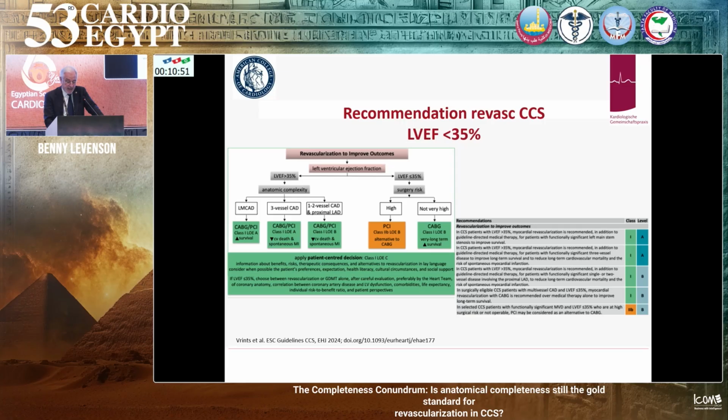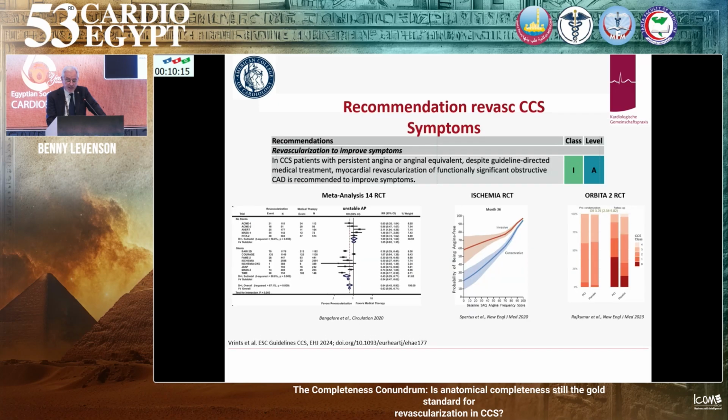These are the recommendations from 2024 from the European Heart Journal, dividing patients into those with low LVEF, below 35%, and above 35%. And you see in green that CABG and PCI are equally recommended in the patients with higher LVEF, but in the patients with compromised left ventricles and high surgical risk, PCI has a yellow recommendation, not very high, again favoring CABG.